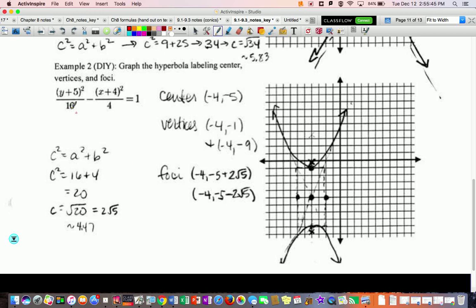Now the focus again would be 16 plus 4, or 20, and the square root of 20 is 2 root 5. And when you're vertical, you're going to take -4, and then you do -5 plus 2 root 5 and -5 minus 2 root 5, and those would be the two focus points. So hopefully you got that.